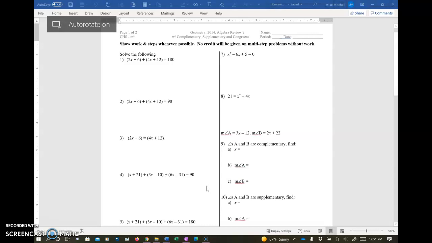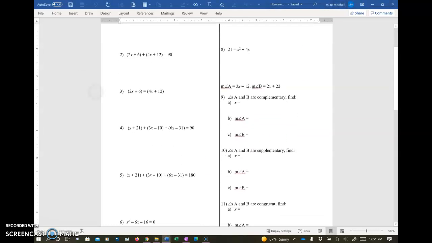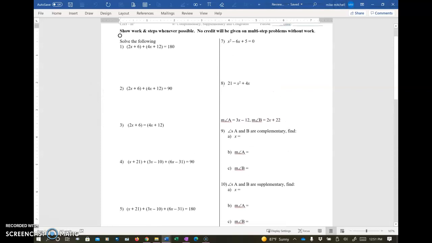We have our algebra review number 2 here. We're going to go through some examples of this, especially for our students who are new to the class and we didn't really get a chance to go over much with them in there today. So these first few I'm not going to worry too much about because you should be able to solve them.